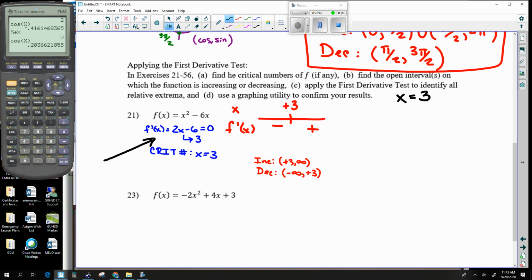Notice that the slopes leading up to 3 are decreasing, and the slopes going away from 3 are increasing. So what does that say about the 3 itself? That tells me that that is a relative minimum. That's a relative minimum. So again, back to my number line here, it's decreasing and then increasing. That's indicating that it's a minimum.